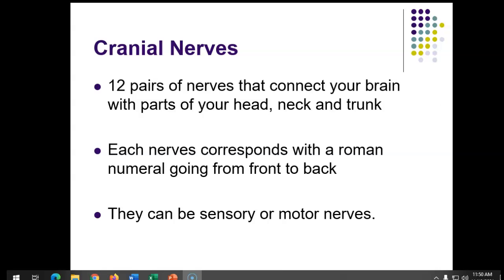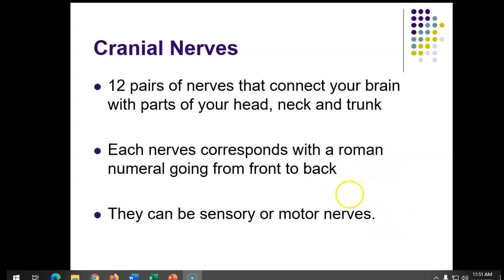The cranial nerves are 12 pairs of nerves that connect your brain with parts of your head, trunk, and neck. Each nerve is going to correspond with a Roman numeral, so we name them cranial nerve 1, 2, 3, all the way through 12. We're going to start with the most anterior cranial nerve, which will be labeled 1, and then move to the back, most posterior, which will be nerve number 12. And then we also give them an actual name too, as well as cranial nerve 1, cranial nerve 2.